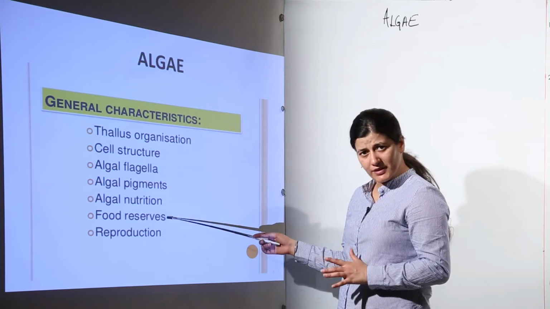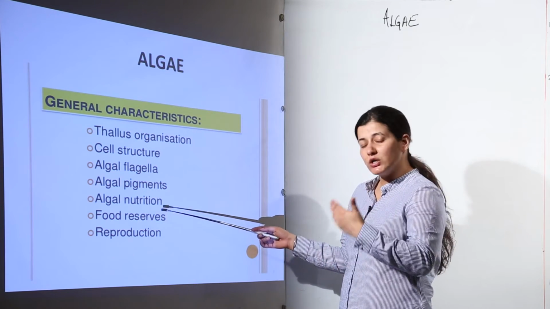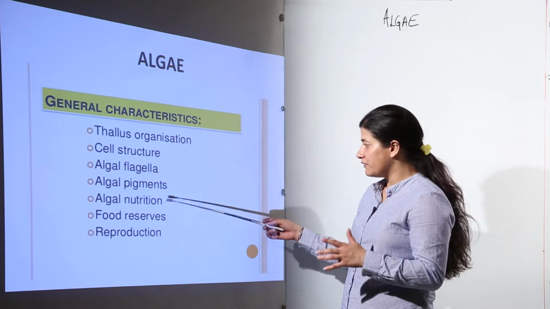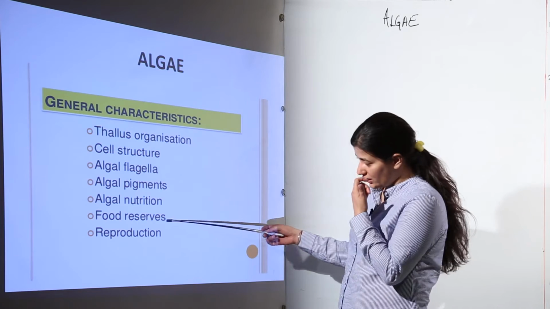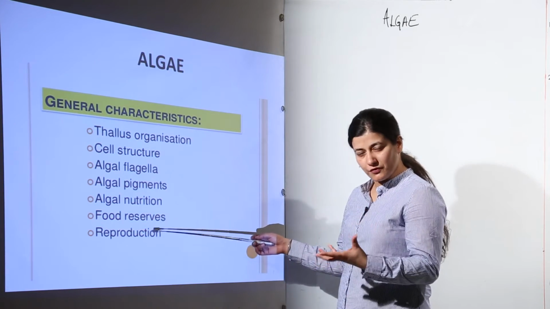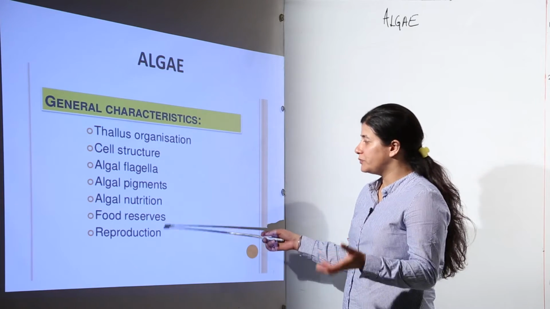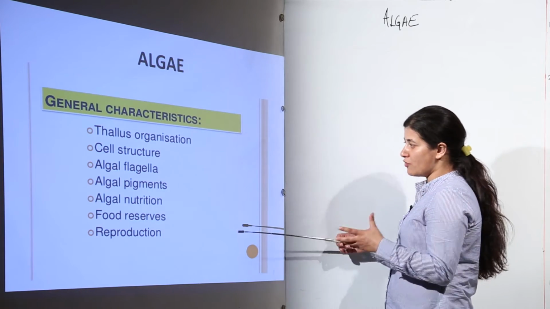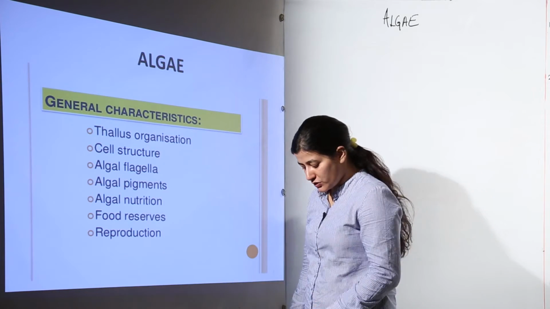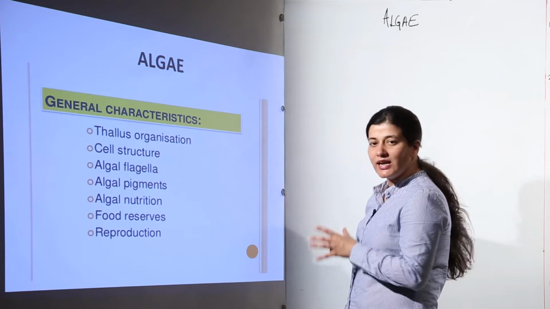We talk about the pigments that are very important, on the basis of which the classification is made, the nutrition, and when we talk about nutrition, we are talking about the food reserves that they have, because most of them are autotrophic and they are photosynthetic. Now depending upon the type of pigments, the nutrition would vary, and how do they reproduce. So this is what we are going to study under different classes of algae.